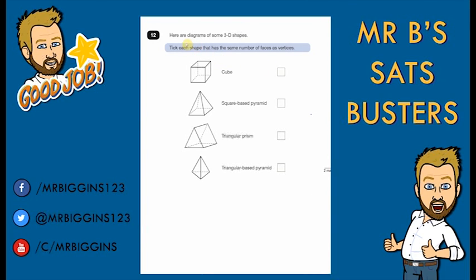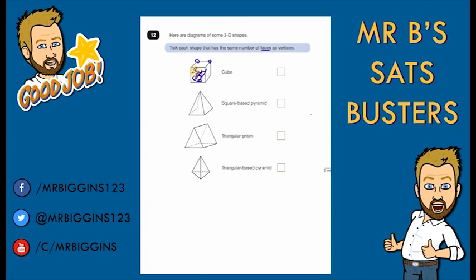Question 12 asks us about the properties of 3D shapes. It asks us to tick each shape that has the same number of faces as vertices. So first thing we have is a cube. Now, if you're unsure of the properties of 3D shapes, have a look up on them and find out what they are. I do have a video, which will probably be in the top corner there, if you need some more help with them. But a face is a flat surface on a 3D shape, so like this on the cube. And vertices are where two or more sides meet, so like the corners, we might call them in real life.